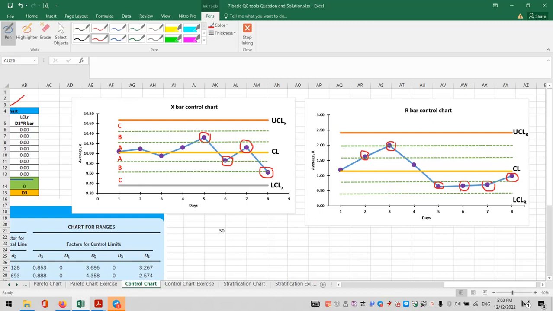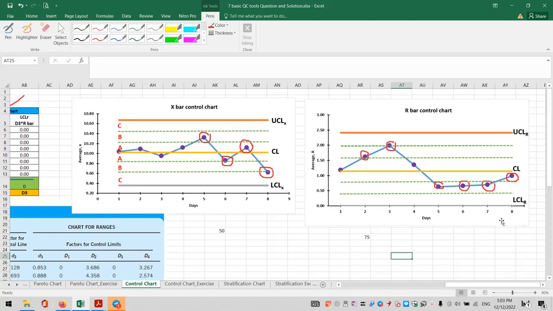Ni 1, 2, 3, 4, 5, 6. Of course yang ni lagi banyak tau. Yang ni. Yang ni berapa? 6. 6 daripada 8. Kita tengok berapa persen. So yang ni of course yang ni 70%. Lagilah dia out of control. So kita ada kata yang ni adalah 1, 2, 3, 4, 5, 6.